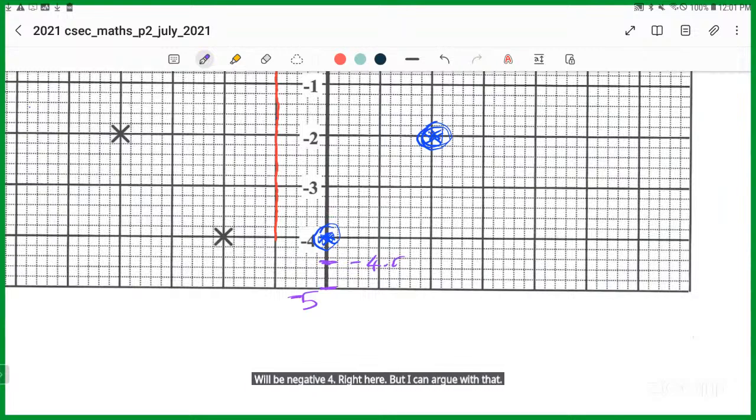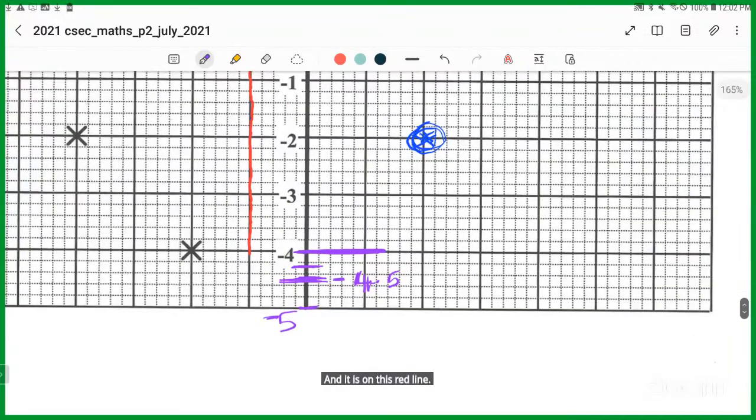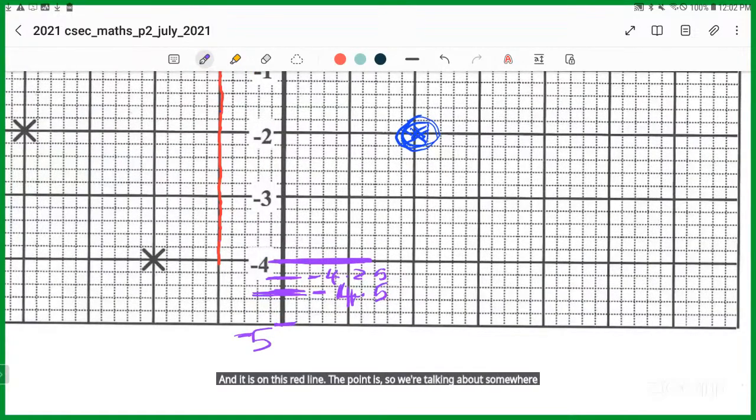But I'm trying to locate 4.25. Negative 4.5 is halfway between negative 4 and negative 5. And then halfway between the negative 4 line and the negative 4.5 line is negative 4.25. So somewhere inside here, almost around here, is negative 4.25, and it is on this red line. We're talking about somewhere about here as a minimum point. So this point is negative 0.5, negative 4.25.